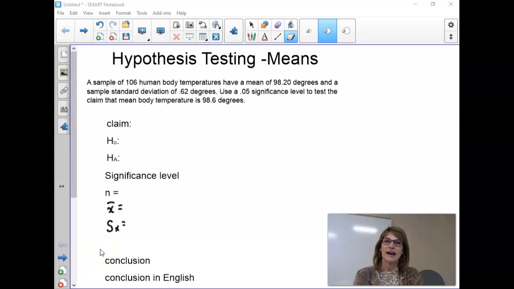Hi folks, I thought we would take a few moments and go through how to do a hypothesis test with means. Now this is different from the one that we did last week with hypothesis testing with proportions.